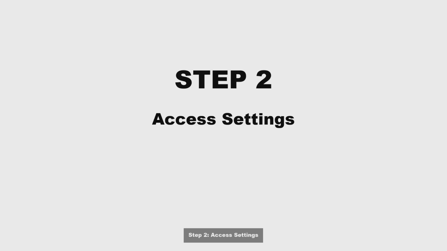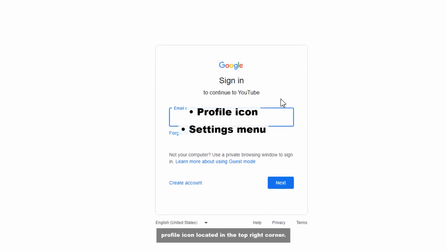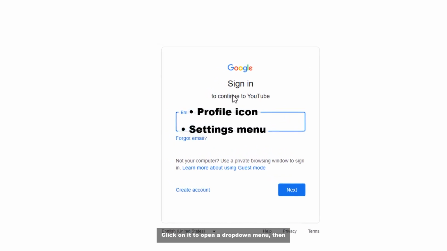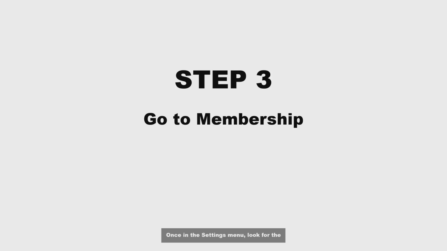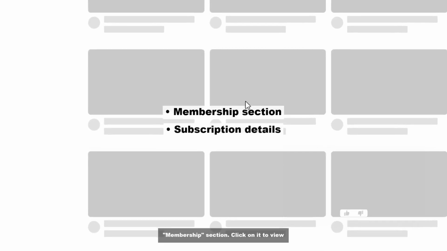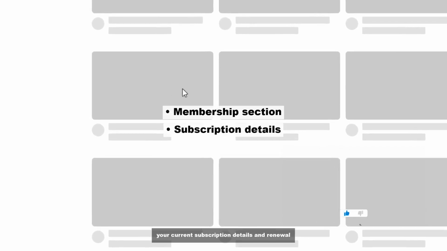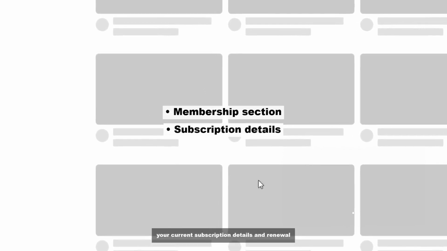Step 2. Access settings. In the app or website, navigate to your profile icon located in the top right corner. Click on it to open a drop-down menu, then select Settings. Step 3. Go to Membership. Once in the Settings menu, look for the Membership section. Click on it to view your current subscription details and renewal options.